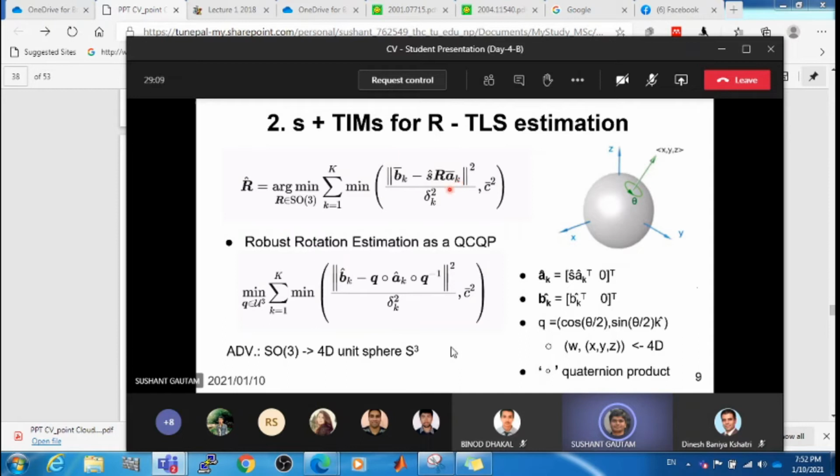We can't use adaptive voting here. Why? Because remember R is a rotation matrix. Its size is 3 by 3. If rotation was a scalar value, there was no problem. But R also has pitch and roll components inside. But we can solve it as a QCQP, a quadratically constrained quadratic program. It is an optimization program in which both the objective function and constraints are quadratics.